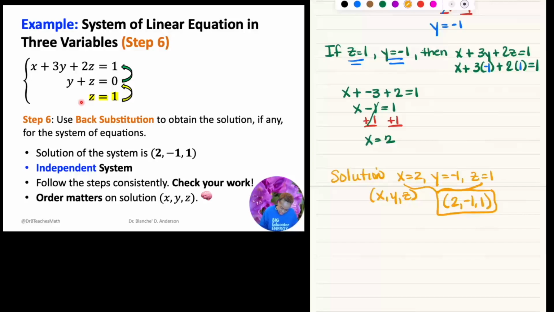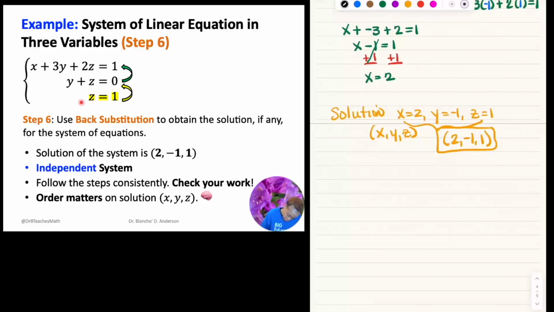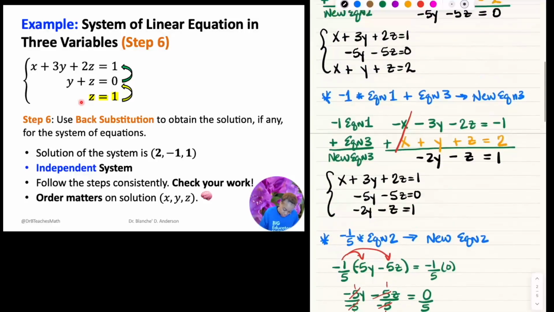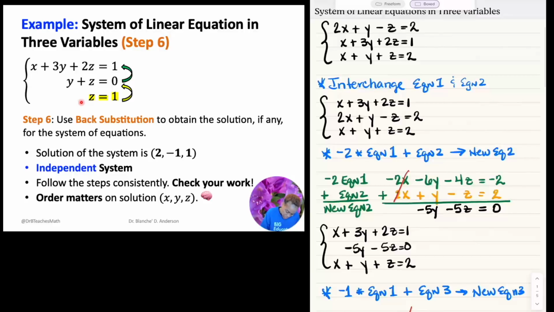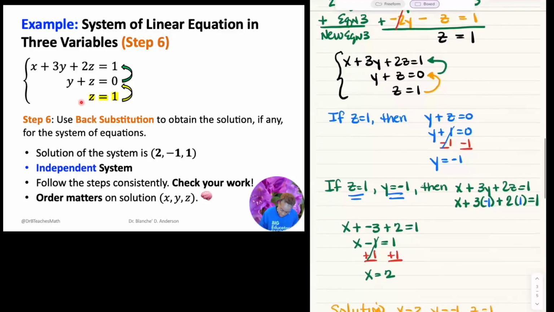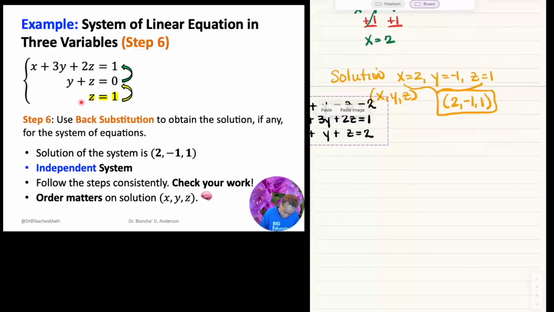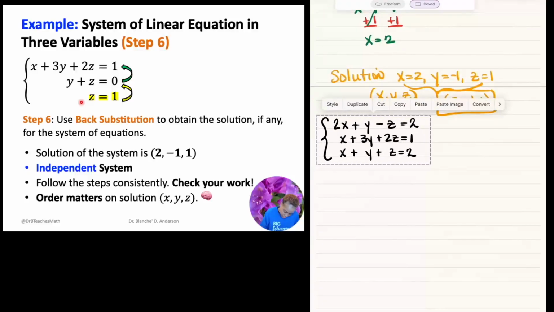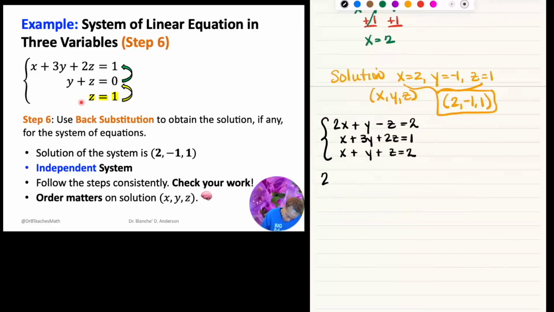I've checked my work on this, and basically to check your work, what you'll do is go back to the original equations, because you want to make sure that that's what it works for, since that's what you were working with, right? Go back to the original equations, okay? And plug and chug, okay? So you have 2x plus y minus z equals 2. You have x plus 3y plus 2z equals 1. And then you have x plus y plus z equals 2. So I'm going to plug in x, y, z.